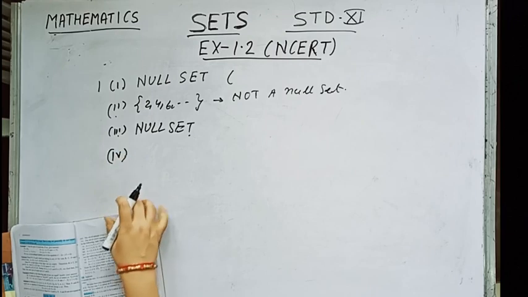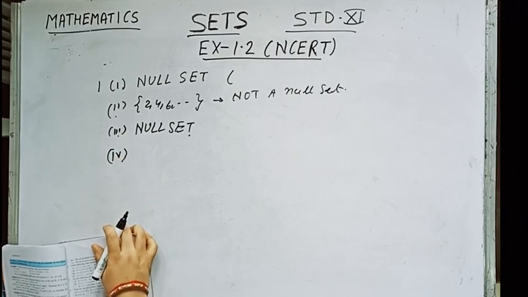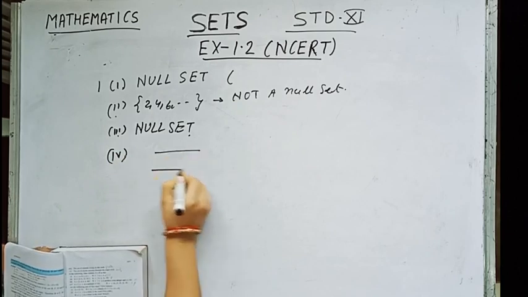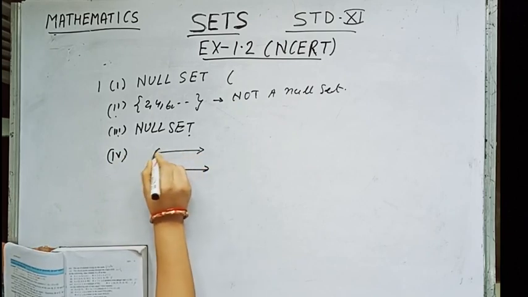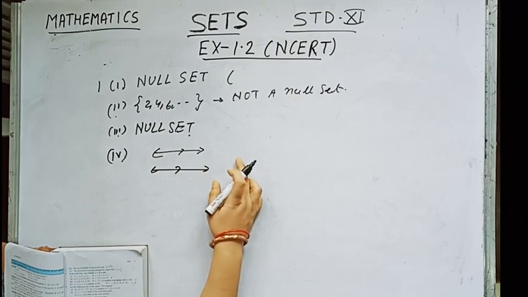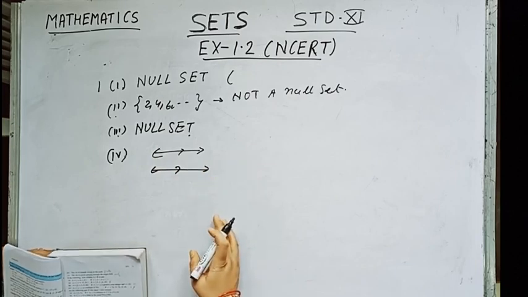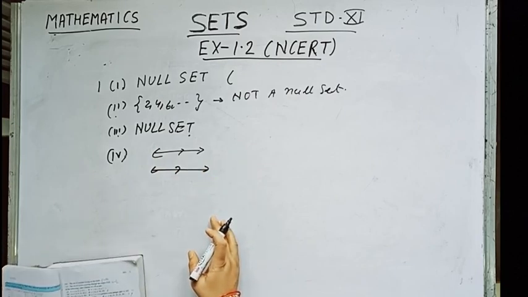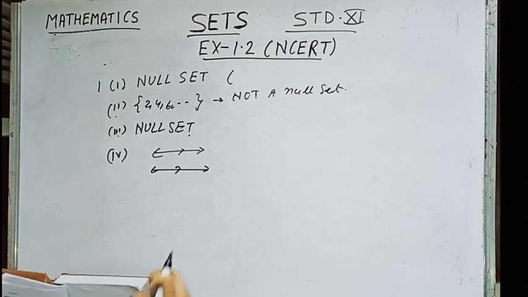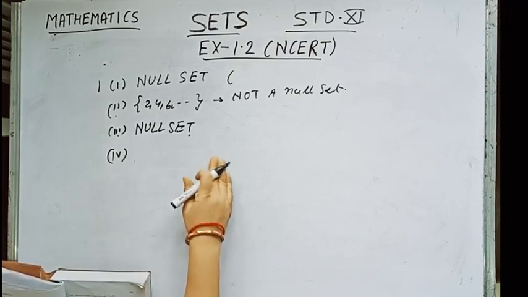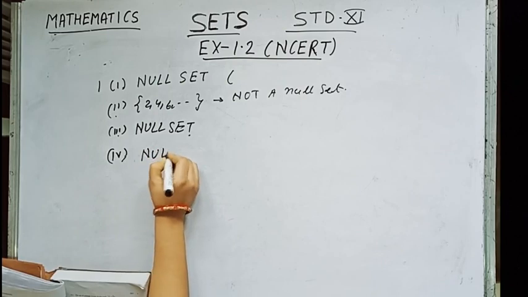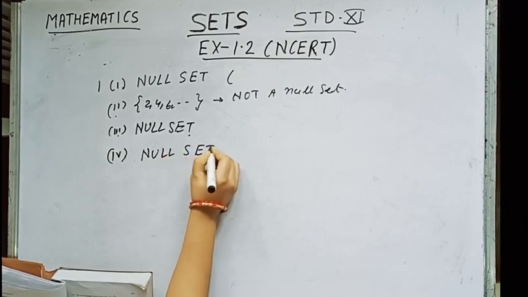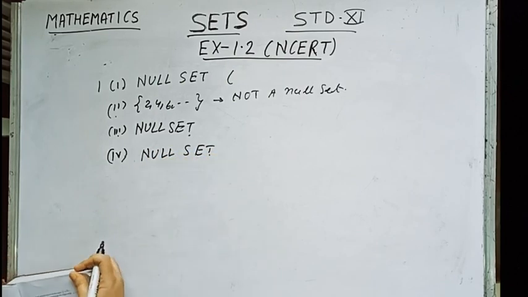Number 4 is y such that y is a point common to two parallel lines. Now children, clearly two parallel lines never meet. They have no point in common. So subpart number 4 is saying that y such that y is a point common to any two parallel lines. So again this is a null set. You can give the reason that two parallel lines doesn't have any point in common.